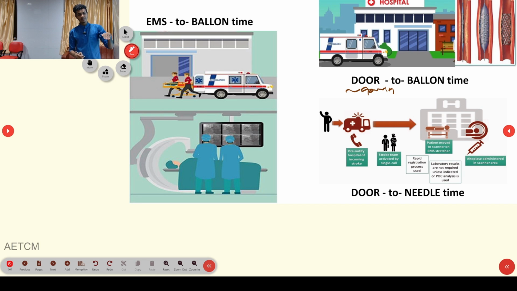Door to needle time: needle means the thrombolytic therapy. Within 30 minutes you have to perform the fibrinolytic or thrombolytic therapy. That is called the door to needle time, the time duration between the person's arrival at the hospital and the fibrinolytic therapy.